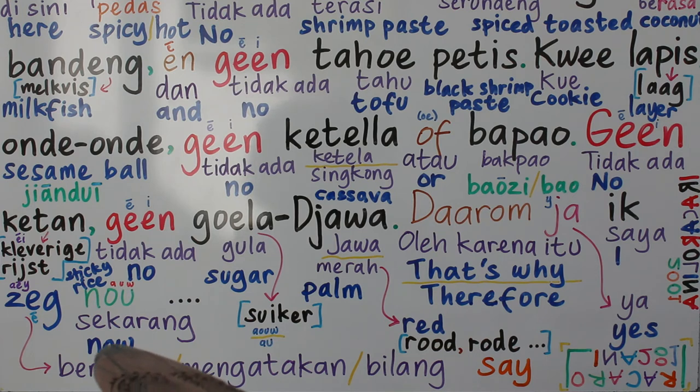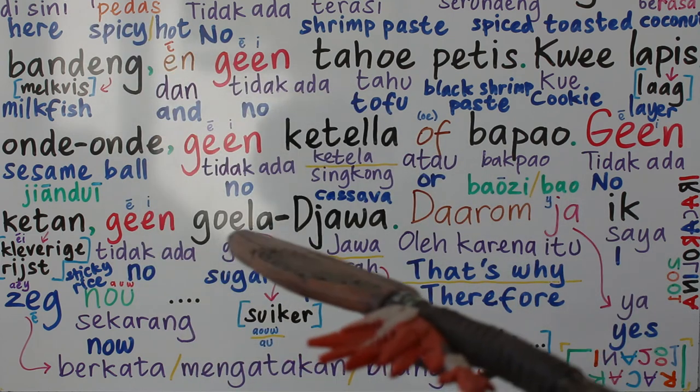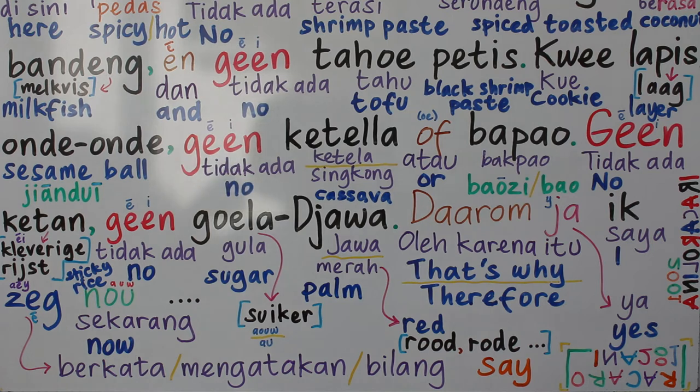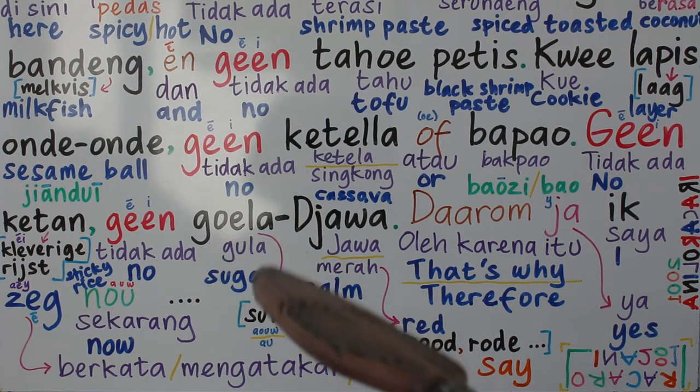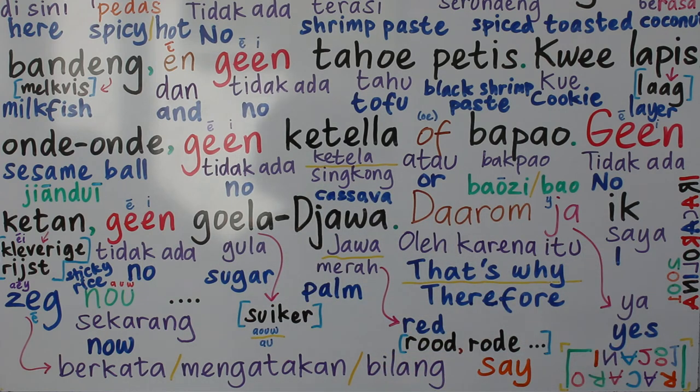Okay. And now, wait, I missed something. Oh, this one first. Yeah, it's the same. And this one, sugar in Dutch, is suiker. That's the way I pronounce it in daily conversation, suiker. But the perfect one, because it is not perfect, but that's the best I can do, is suiker. But in daily conversation, suiker. Okay. This is the Indonesian version from Dutch: gula. In Indonesian it is gula. The Dutch one, goela. Okay.